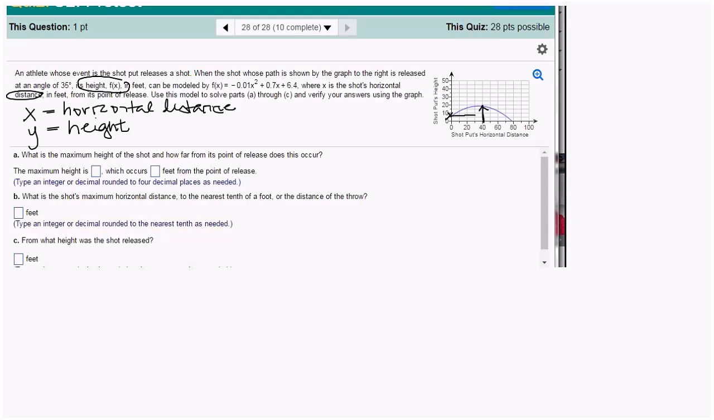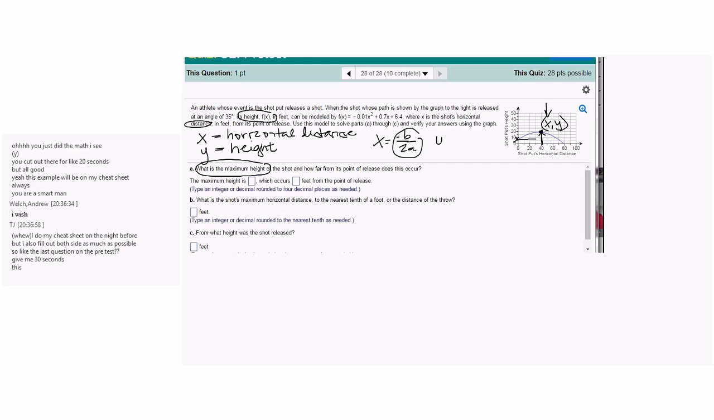Now, first of all, they don't get us to do that. So they say, what is the maximum height of the shot and how far from its point of release does that occur? Well, the maximum height is going to be the vertex. So it's going to be our x value and our y value. And of course, this is in general form, so we have to use the formula of negative b over 2a to solve for x, and that's going to give us the distance from the release point, and then we'll put that answer in for x, and then we'll solve for y, and that's going to be our maximum height.